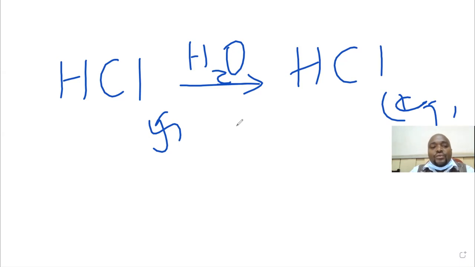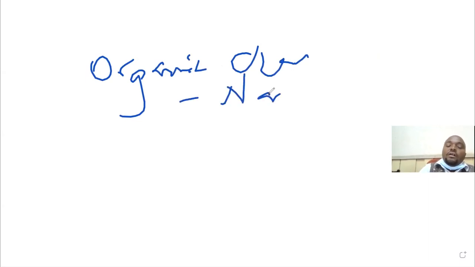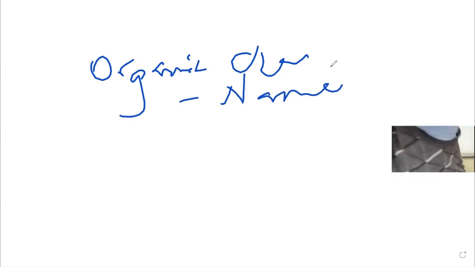So those are the gases which you prepare up to form 4 level. Then another area which you should also emphasize is organic chemistry. And here, look at the naming, which is nomenclature.